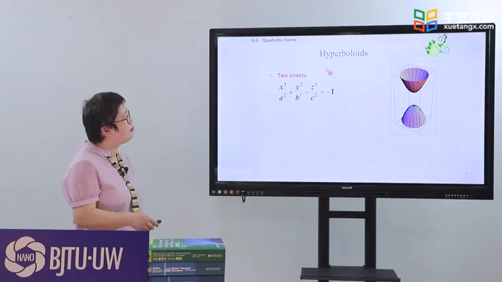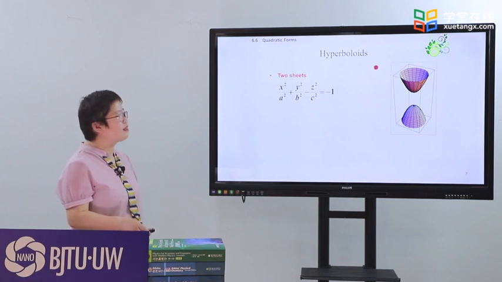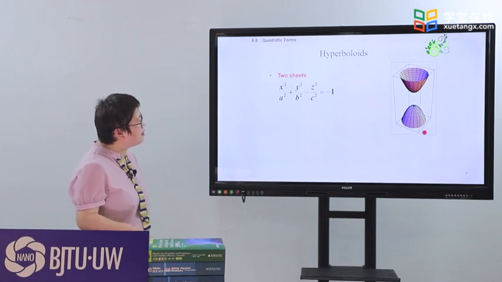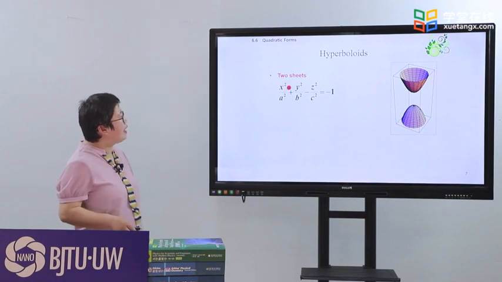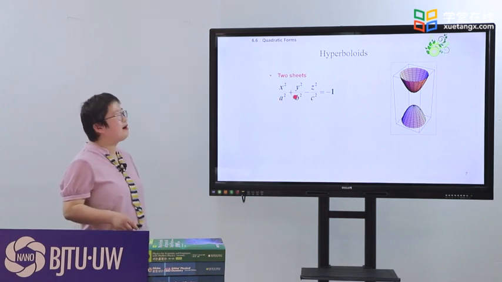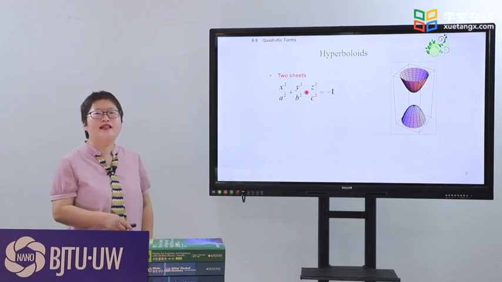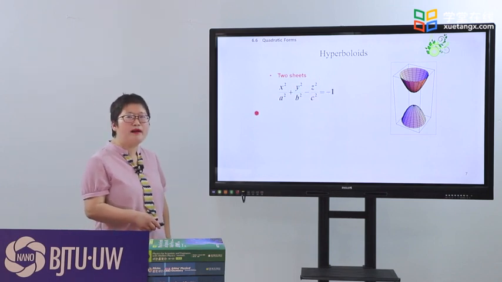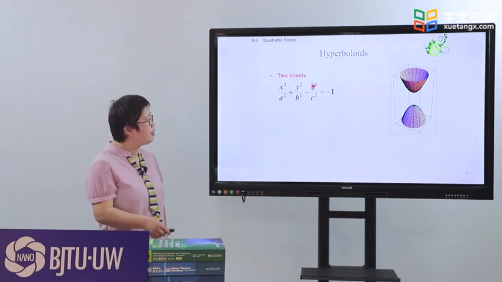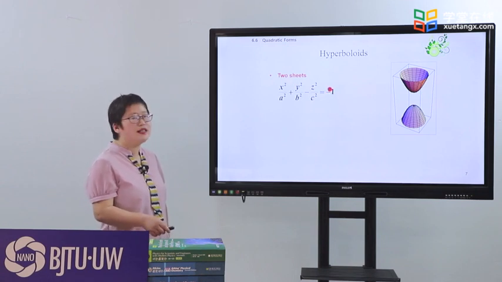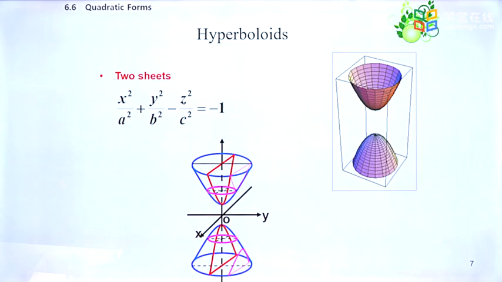Okay, hyperboloids has also another case, two-sheets hyperboloids. Two-sheets hyperboloids is like here. So it's x power 2 divided by a power 2 plus y power 2 divided by b power 2 minus z power 2 divided by c power 2 equals minus 1. So here is minus 1. The one sheet is positive 1. Here is negative 1. So the two sheets hyperboloid like this.